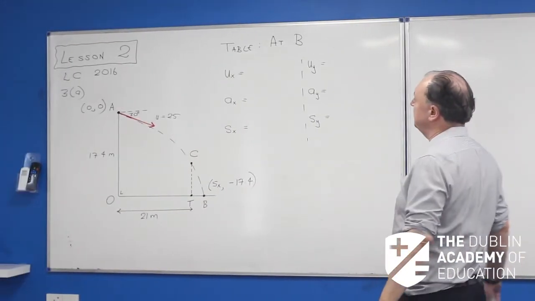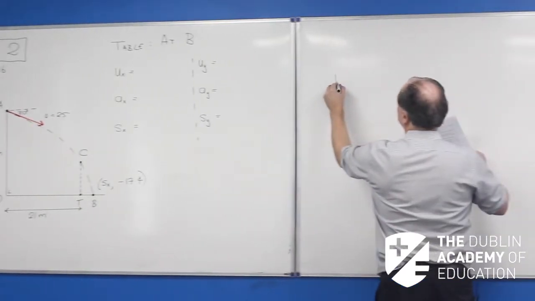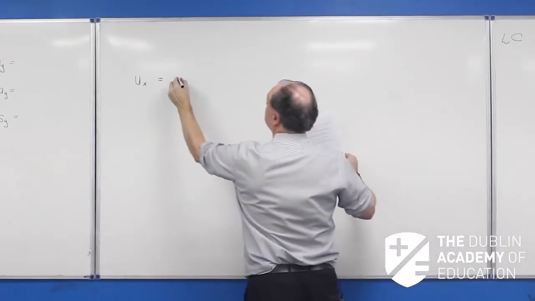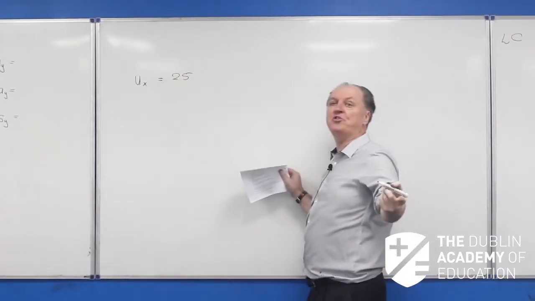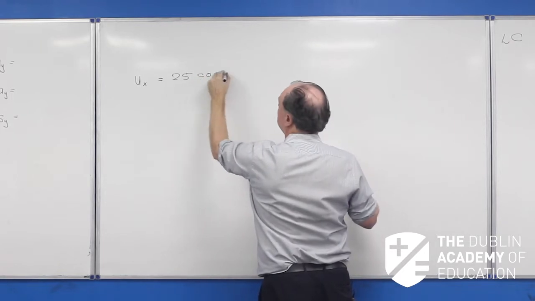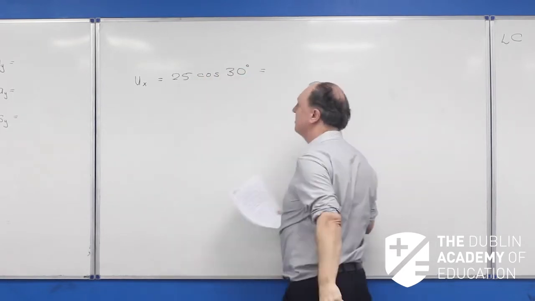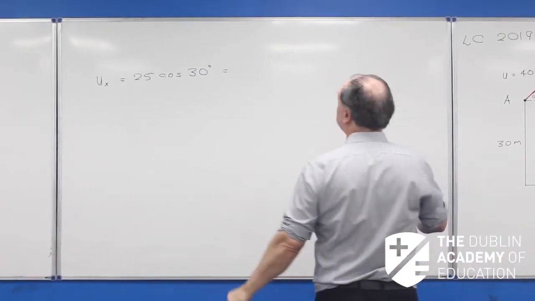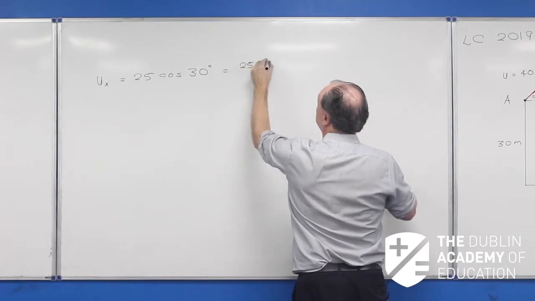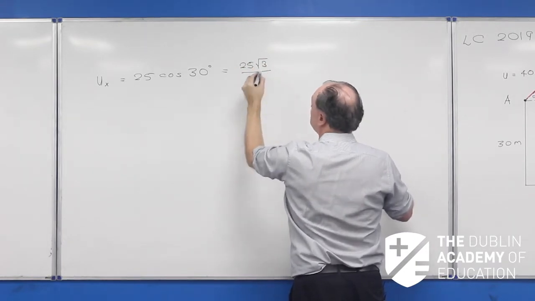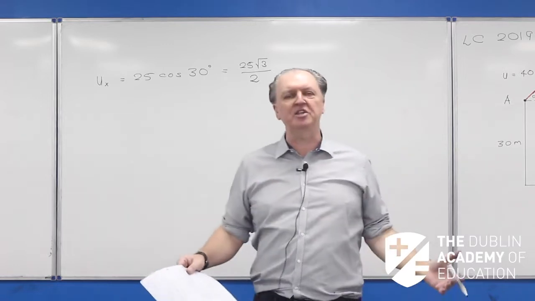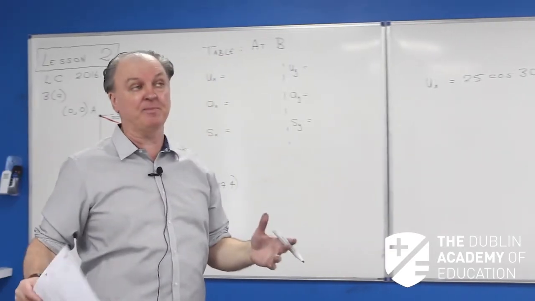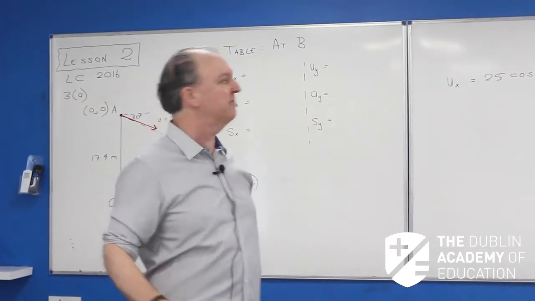So UX, it's going to the right, so we take that to be positive, is 25, and the X component is always cos. 25 cos 30 degrees. Put that 25 cos 30 into your calculator, and I will get 25 root 3 on 2. Should I decimalize it? No. If they start getting too complicated, we will decimalize it. By and large, we just leave it like that.